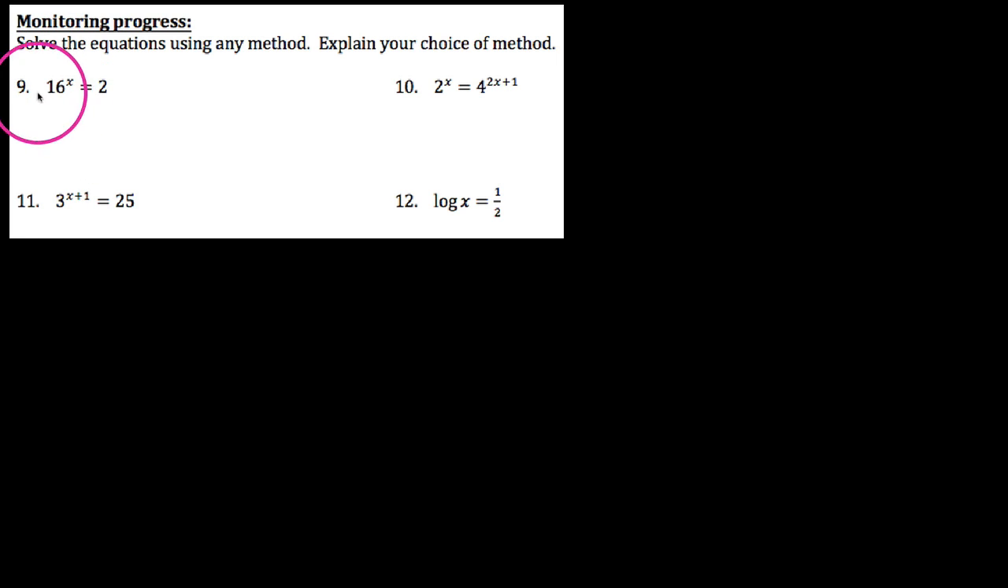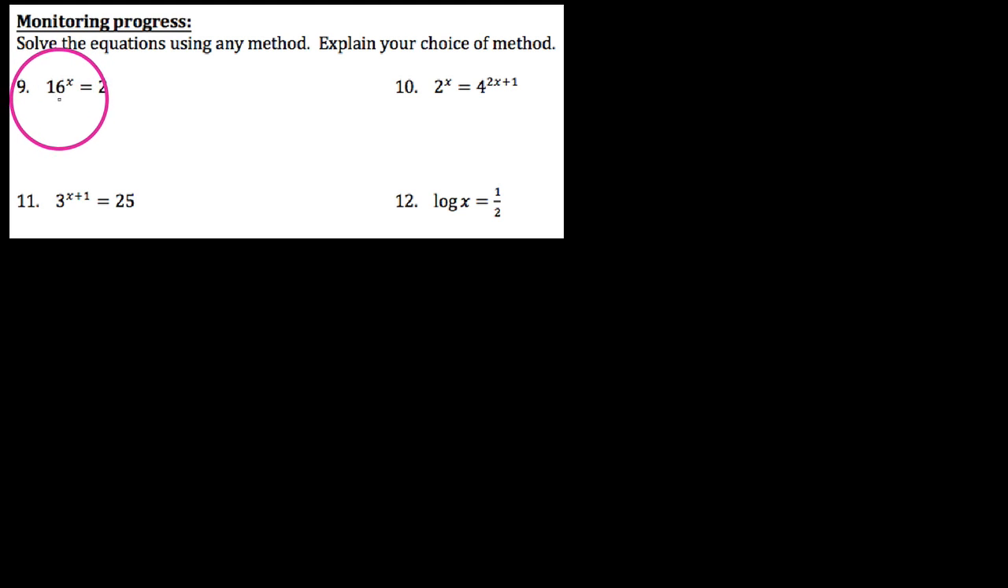Taking a look at what we have here, starting with number 9, it looks like we have an exponential equation. It's easy to tell because the unknown is located up in the exponent. Because I have this exponential equation, the very first thing we want to check is, can we rewrite both sides of this equation as having the same bases?